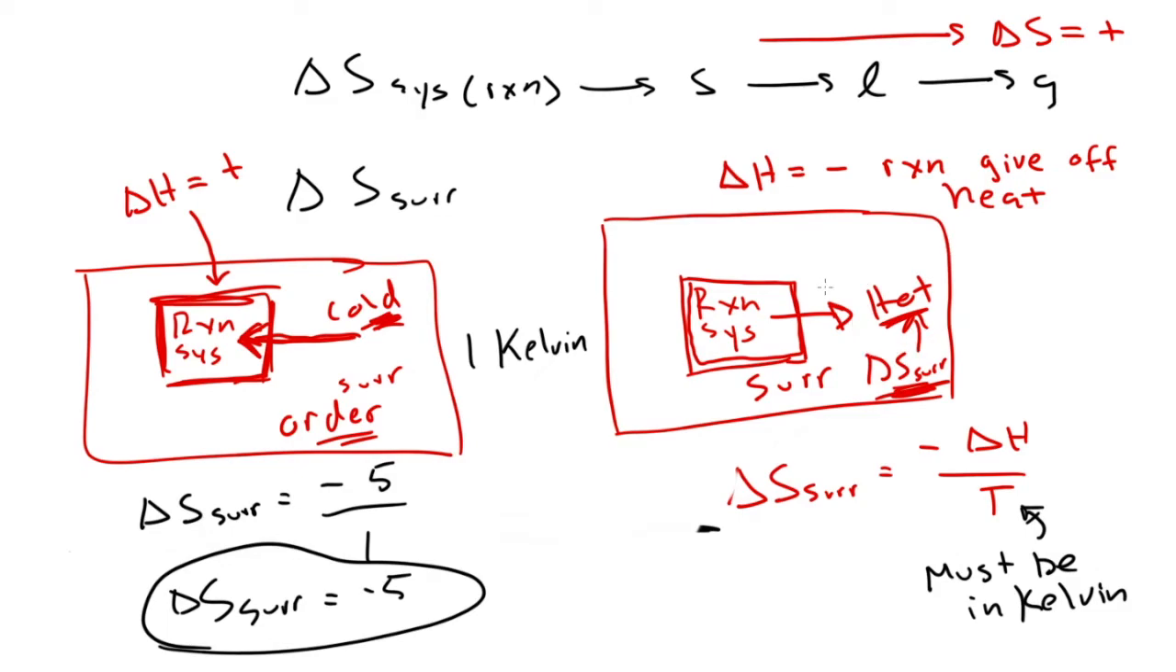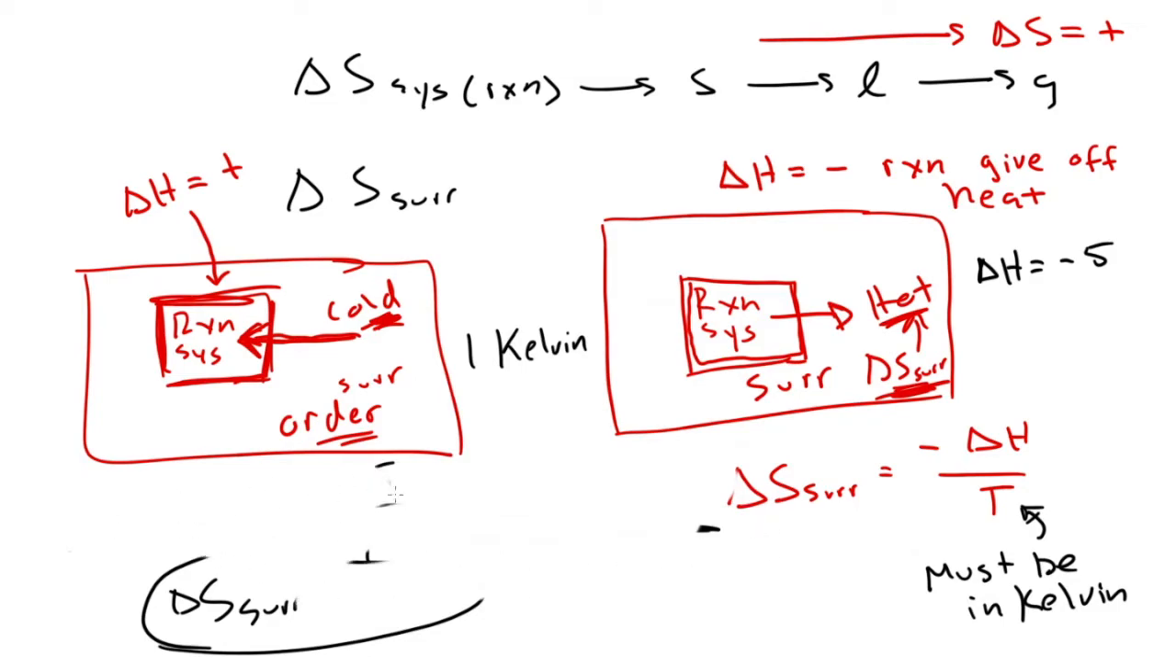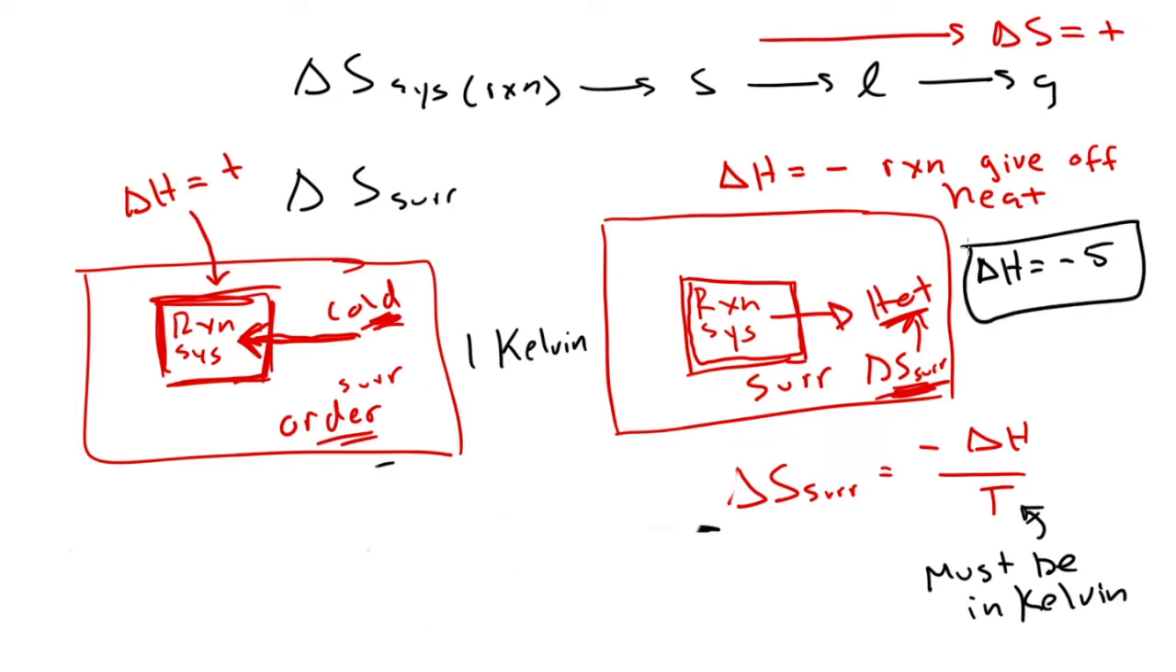So a very common mistake that I see a lot of students make is they don't take into account that negative. If delta H was negative, say delta H equals negative 5 kilojoules per mole, then what would this be? Let me erase some of this. Let's use this example. Let's say delta H over here is going to be negative 5. Okay, we'll use this equation right here. So negative 5, and let's say it's going to be 1 Kelvin again.